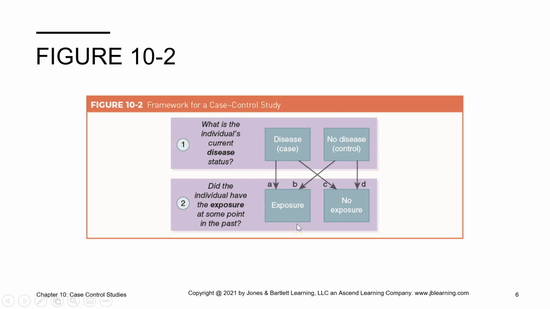So they can have the exposure and they cannot. You could have the disease and have the previous exposure, but you could also have the disease but not have the previous exposure. Same thing with the controls. You could not have the disease but be exposed to something, or not have the disease and not be exposed to something.